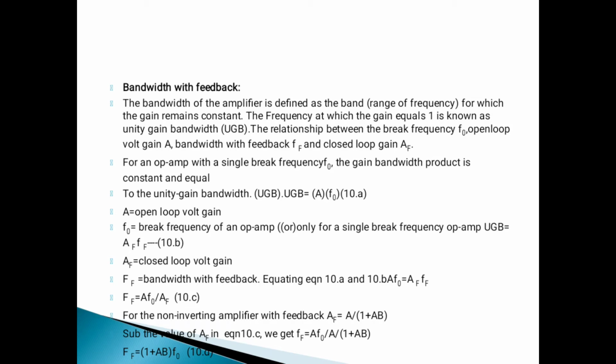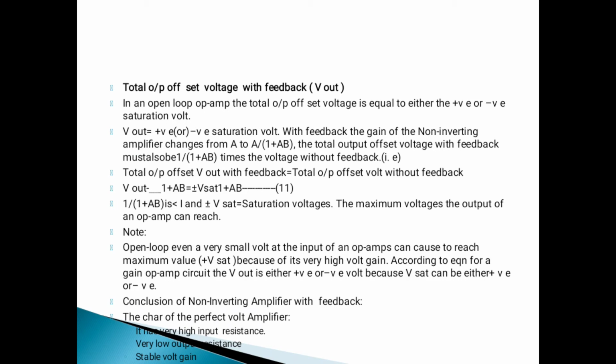For the non-inverting amplifier with feedback, substitute the value of AF and we get FF is equal to A F0 divided by A, into 1 plus AB. So the total output is said to be the voltage with feedback output.